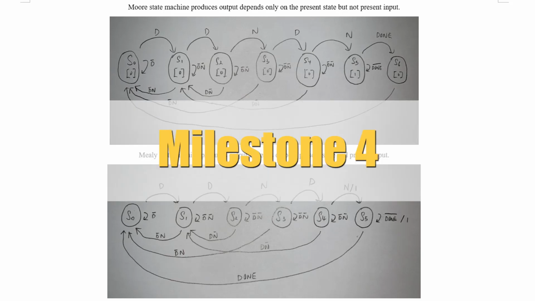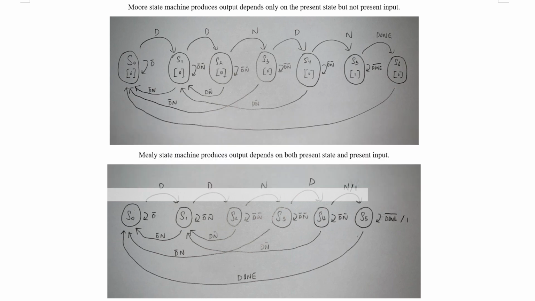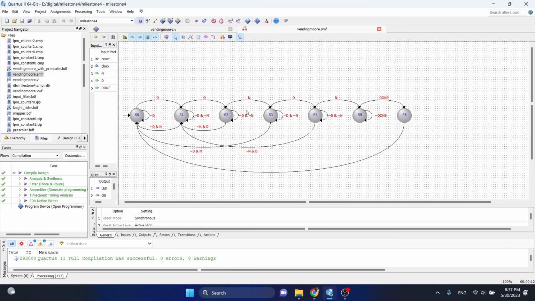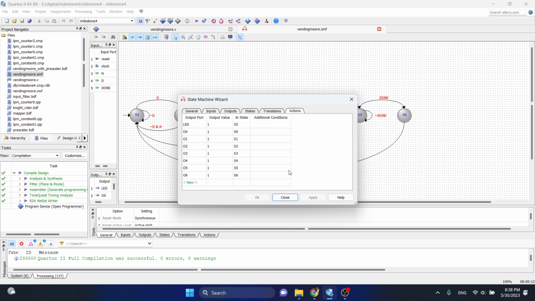Okay, the sequence given to our group is DDNDN. So this is the state diagram that we drew up. The first one is the Moore and the second one is the Mealy. Next, we construct the state diagram by using Quartus. To draw the state diagram, we use the state machine. So this is all the setup for inputs, outputs, states, transitions, and also actions.